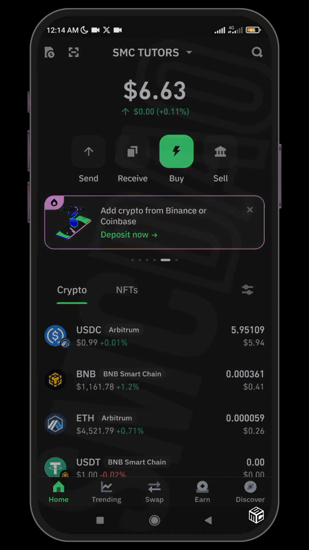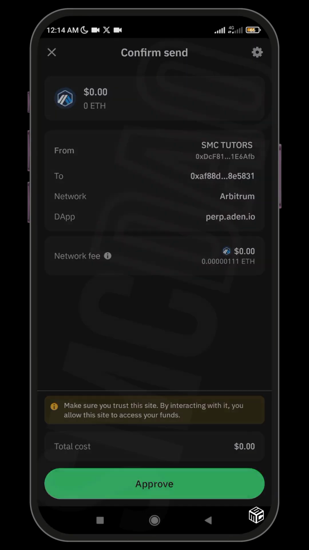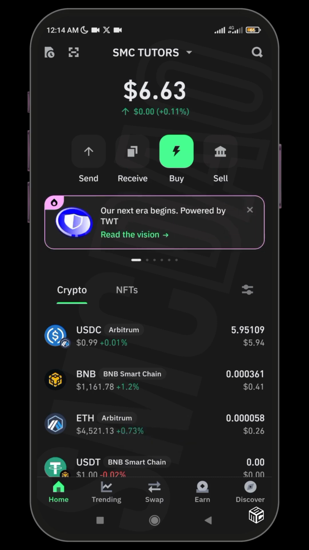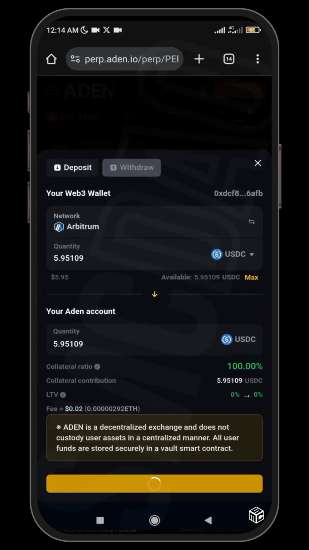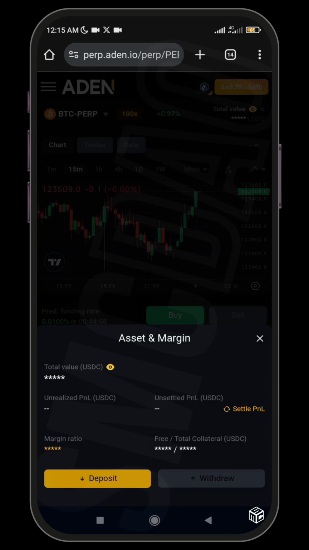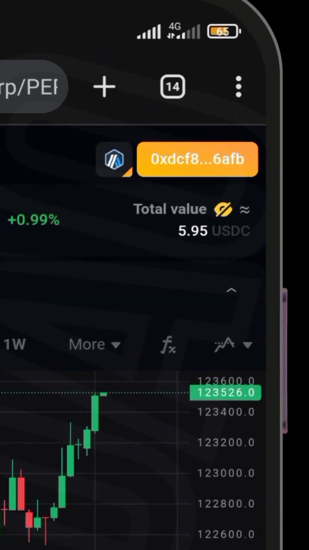We'll be needing a little amount of Ethereum based on the chain you are using. Since I'm using Arbitrum, I'll need Arbitrum Ethereum for gas fee. Now just click on Approve. Deposit takes about 30 seconds. Let's head back. So we have successfully funded our Aden trading account. Now when you tap on total value, you can see the amount of USDC you have in your trading account.